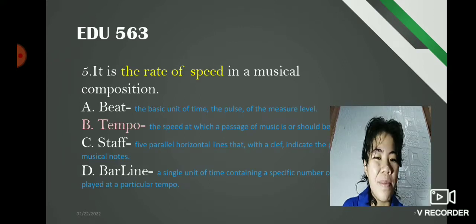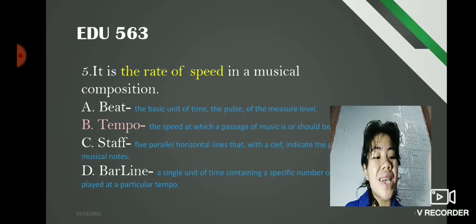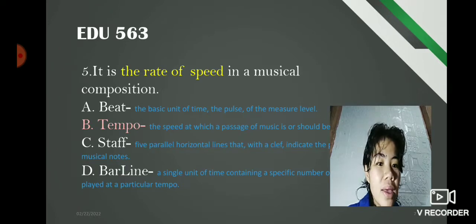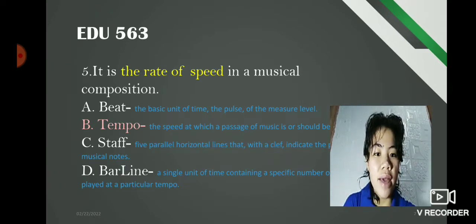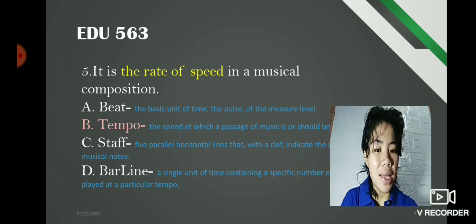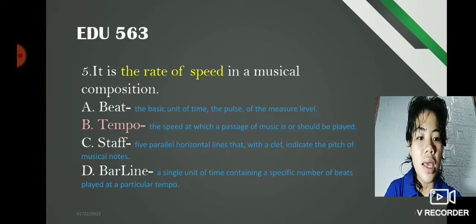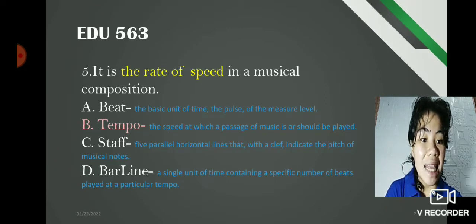Because the beat is just the basic unit of time, the pulse of the measure level. While the tempo is the speed at which a passage of music is or should be played. While the staff is 5 parallel horizontal lines that with a clef indicate the pitch of musical notes. Then the bar line is just a single unit of time containing a specific number of beats played at a particular tempo. So the answer here is the tempo. It is the rate of speed.